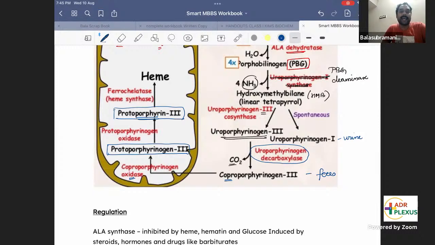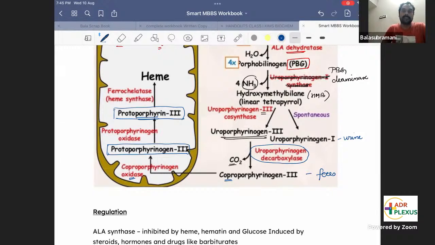Why is the oxidation happening in the mitochondria? Because oxygen is available in the mitochondria for the electron transport chain. The enzymes which can process oxygen are in the mitochondria. That is why the pathway very cleverly jumps from the cytoplasm to the mitochondria at these steps where oxidations are involved.